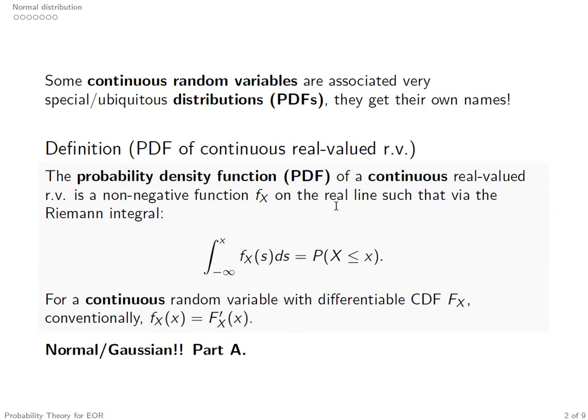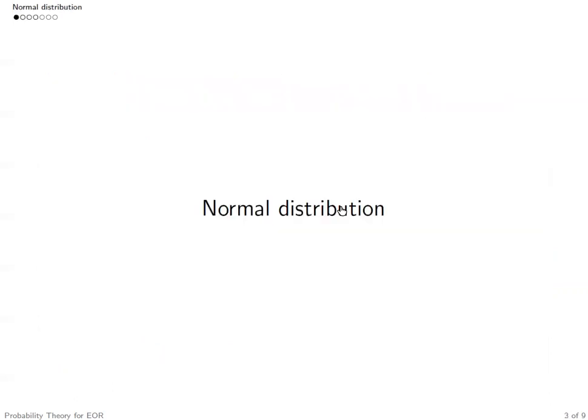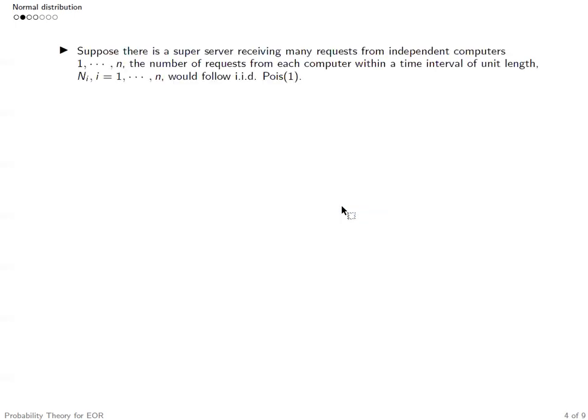Before we look at the PDF function of a normal distribution, let's first look at one example. Why do we need this normal distribution? Suppose there is a super server receiving many requests from independent computers 1, 2, 3, until n. The number of requests from each computer I within a time interval of unit length, N_i, would follow an independent identically distributed Poisson distribution with arrival rate equal to 1.